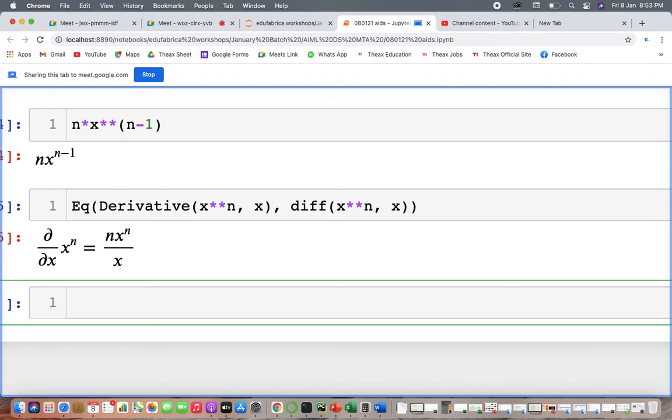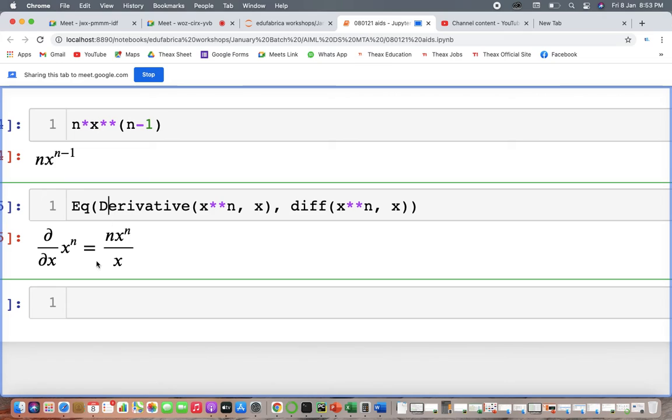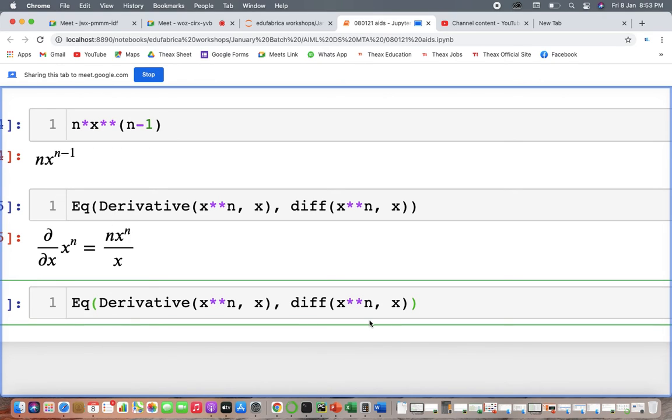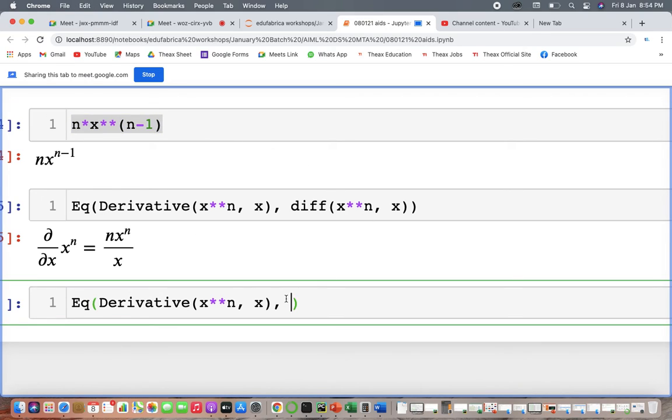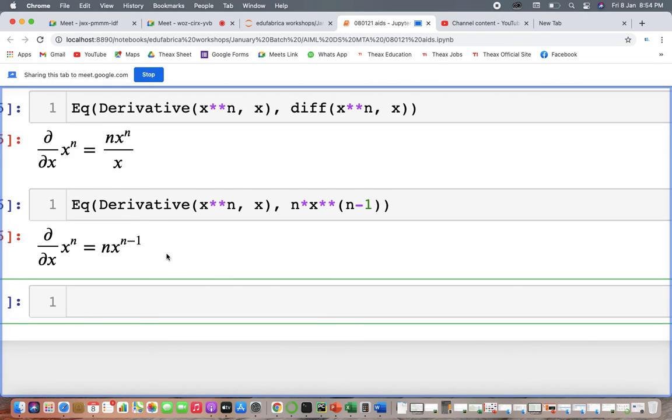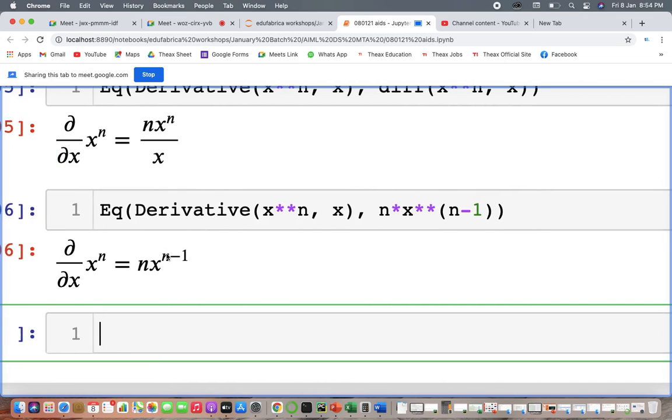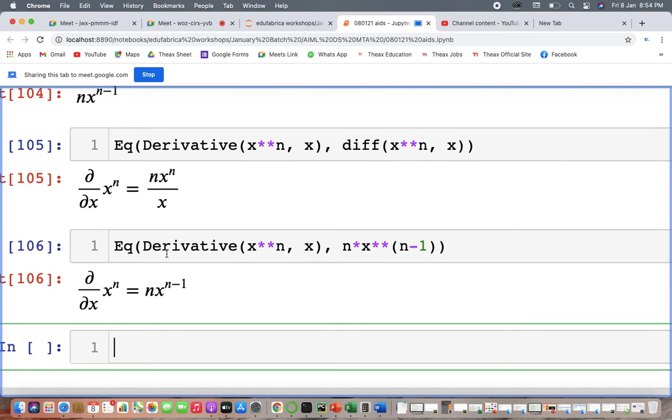n times x to the power of n minus 1. This also you can use. So this derivative could have two representations, like this, or else you can just write it with the equation of this one. Both are the correct ways to represent your values.